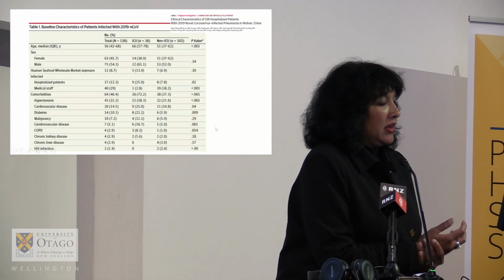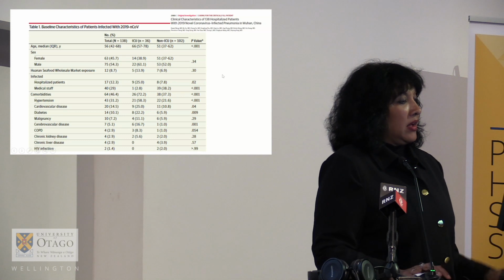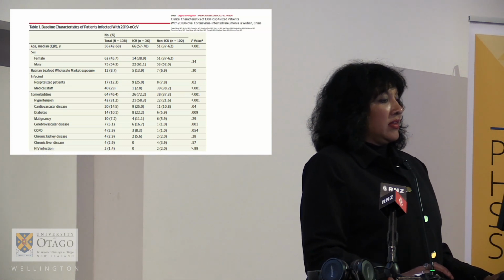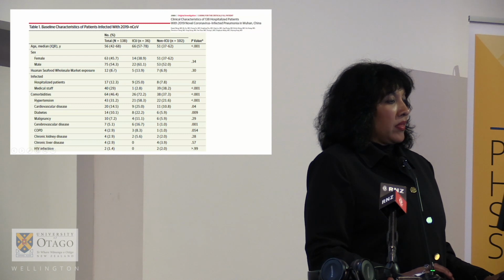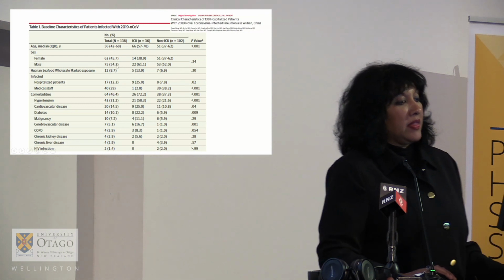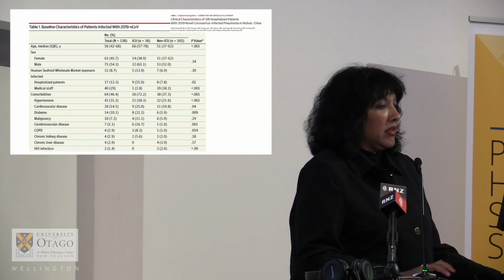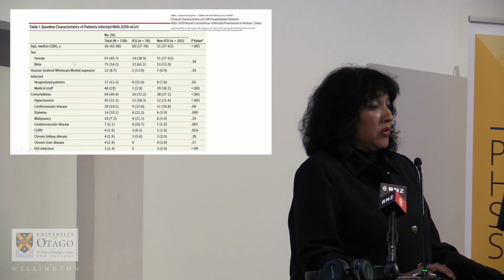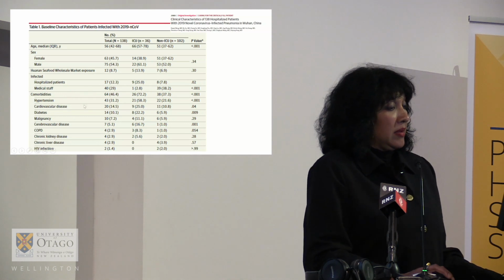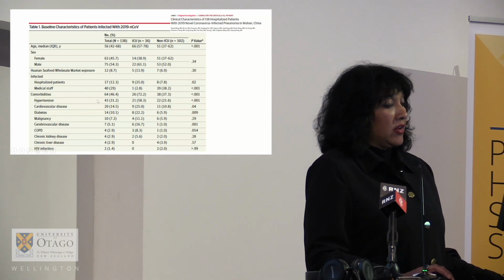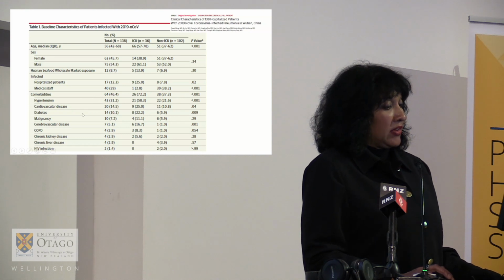This is from another paper in JAMA, which shows some of the risk factors. Again, the gender difference was less pronounced than the early studies, slightly more males in ICU. And seafood market exposure was pretty low in most of the cases. Medical staff were significantly at risk, and people with comorbidities also were at risk, particularly any comorbidity, but particularly hypertension, cardiovascular disease, diabetes, cerebrovascular disease.